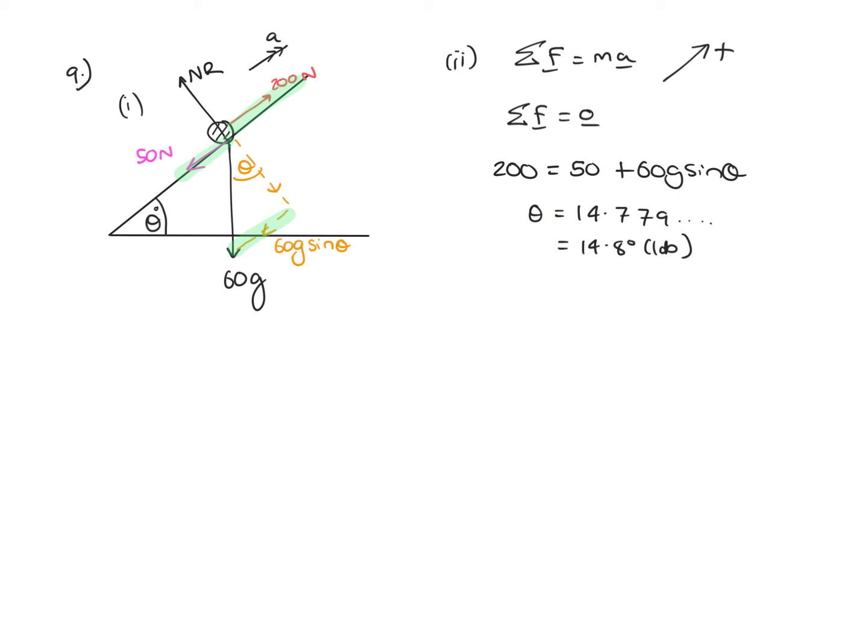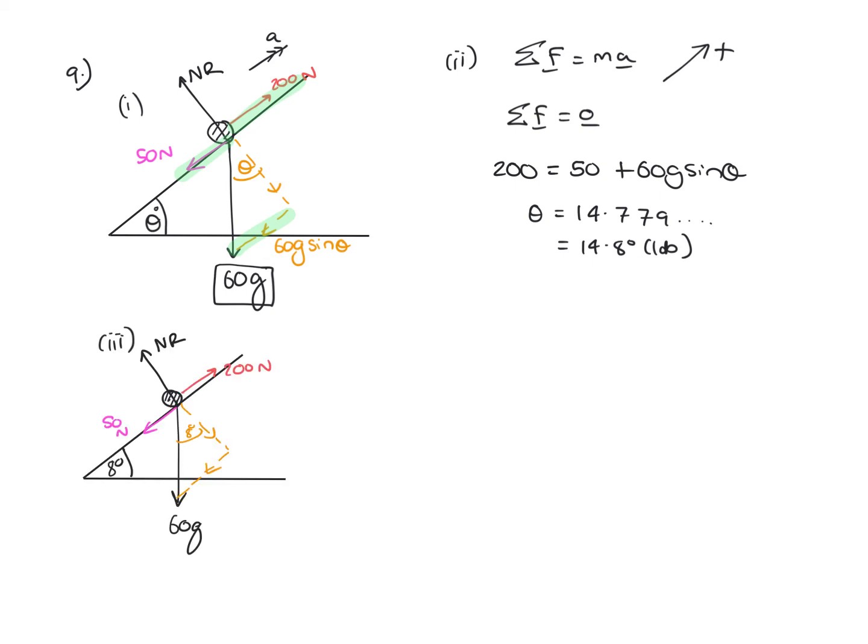If you actually do the whole problem and change this weight here to 67 kilograms, so a weight of 67g, then you do get the angle of 13.2 degrees. So this is an error in the textbook. I'm going to stick with the rest of the problem using the numbers from the question, so the 60 kilograms.